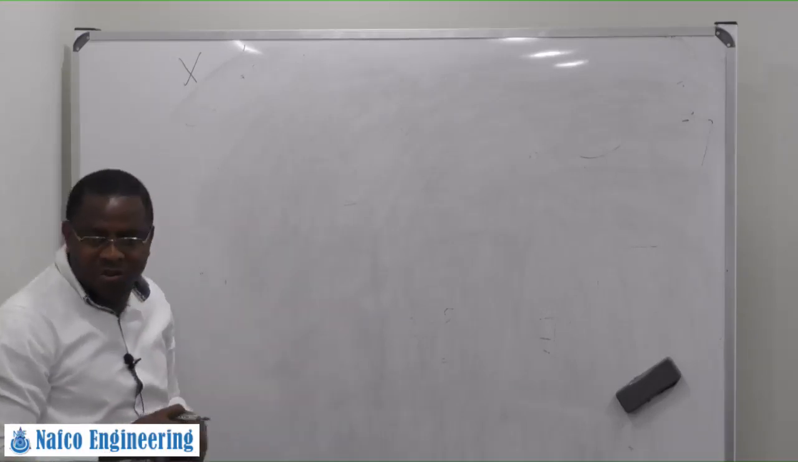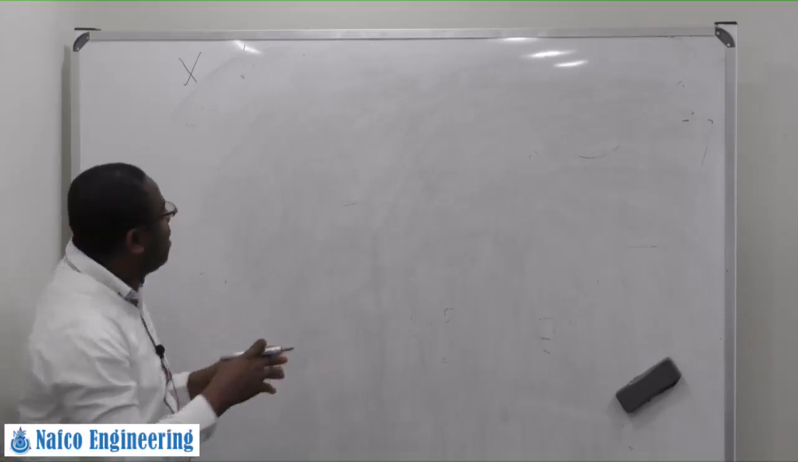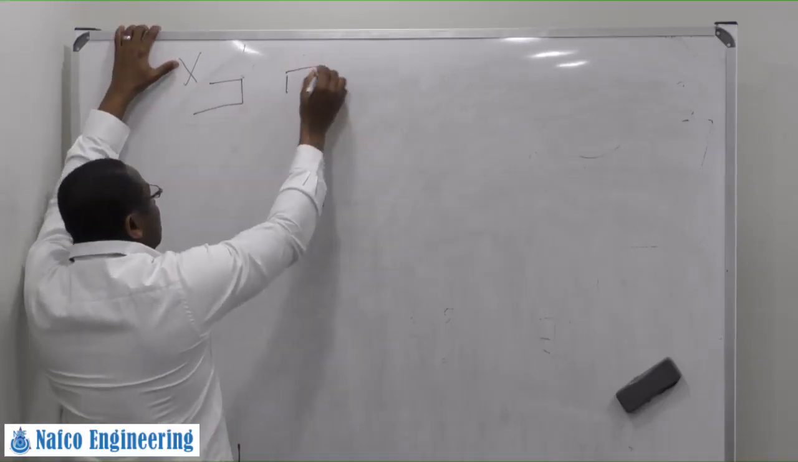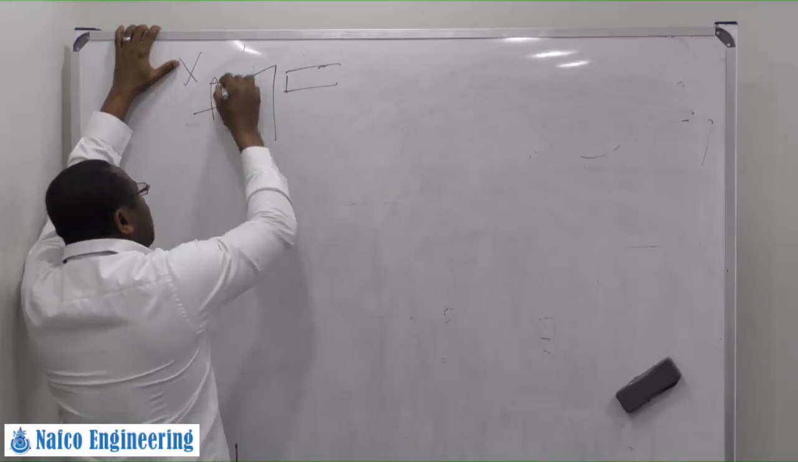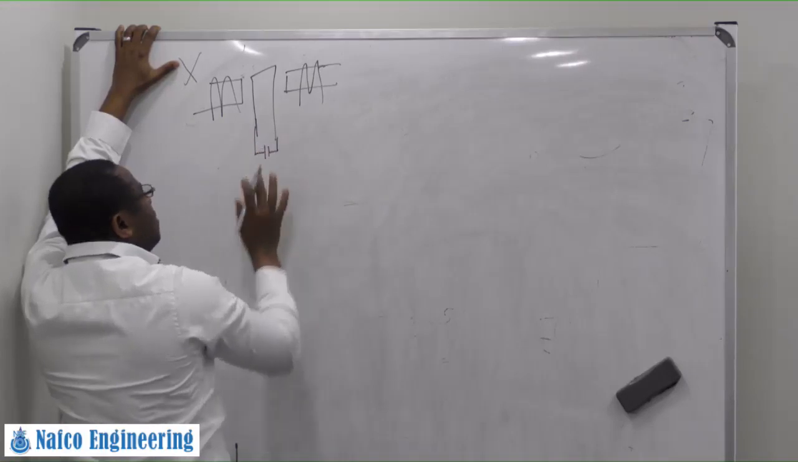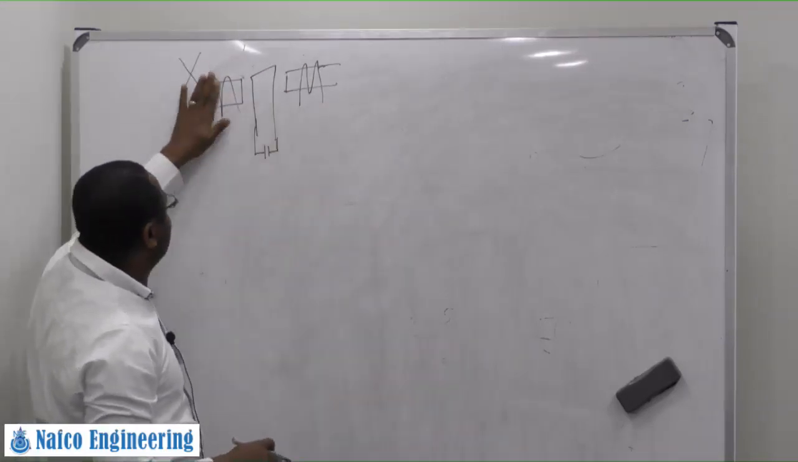And then there was no supply to it. But if you remember our DC motor, we had a supply to this, and we had a supply to that, right? So that this one will create its own flux, and that one will create its own flux.